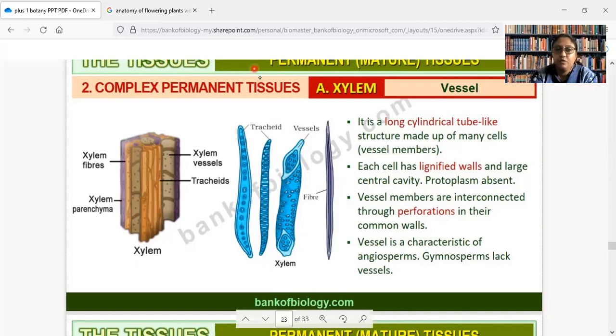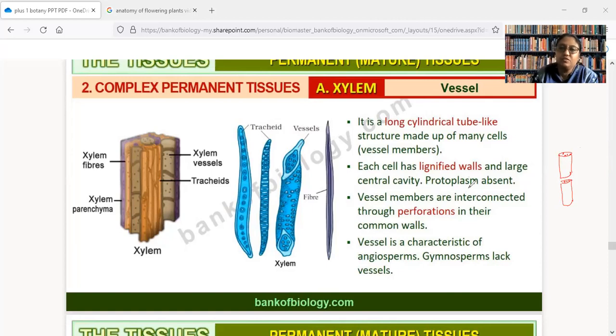Means if you consider this is one vessel, and at the bottom of this another vessel is there. These two vessels will have wall perforations. Perforation means pores through which all of them are connected, and all of them come together to form a single pipeline. Okay.